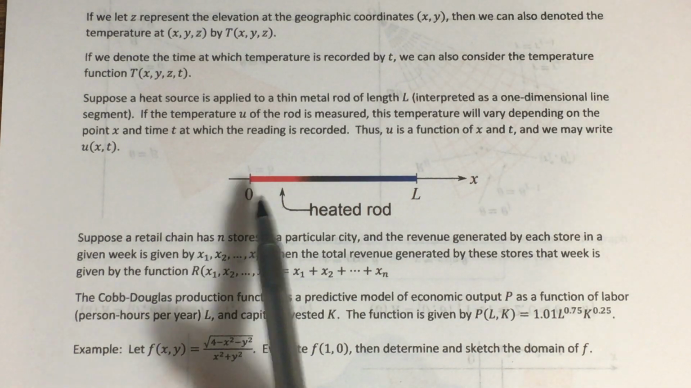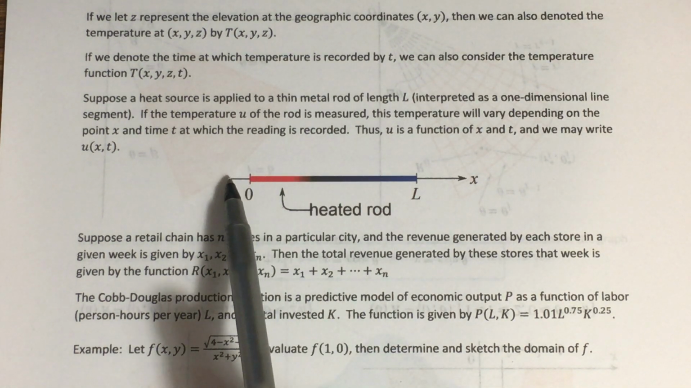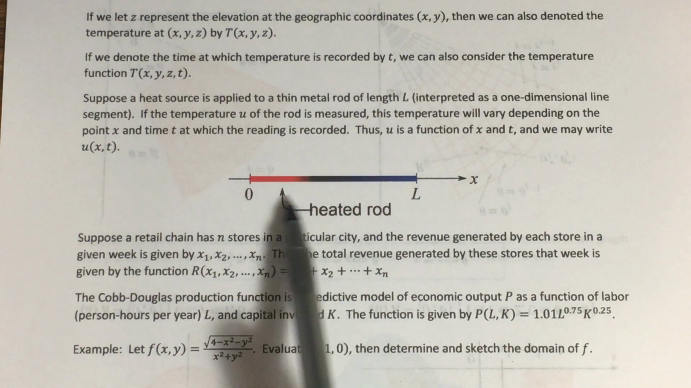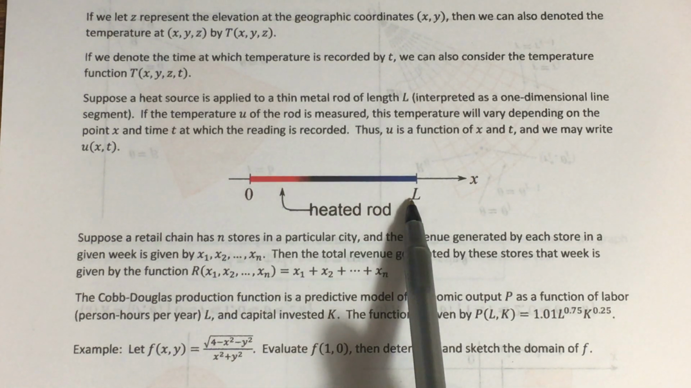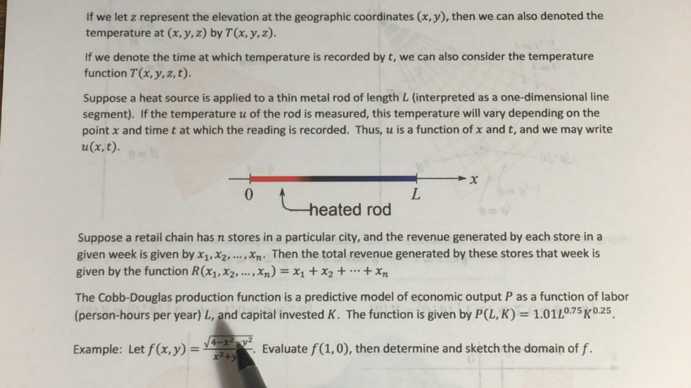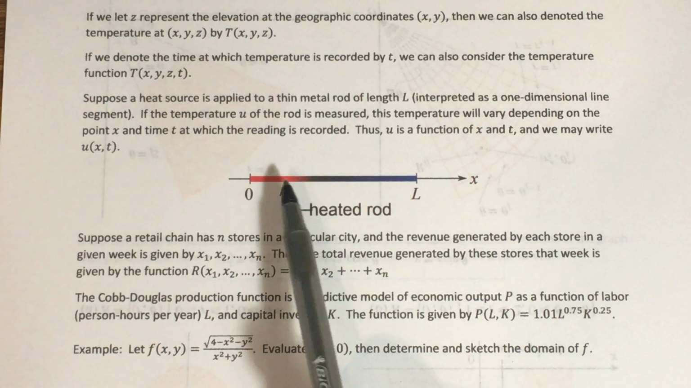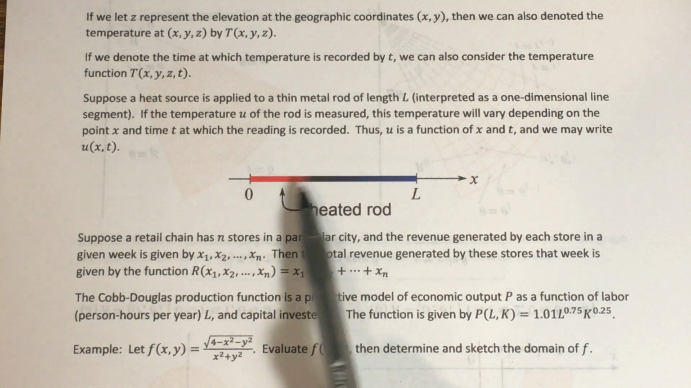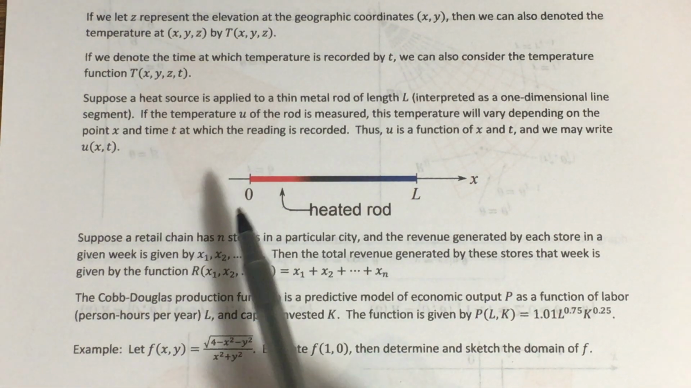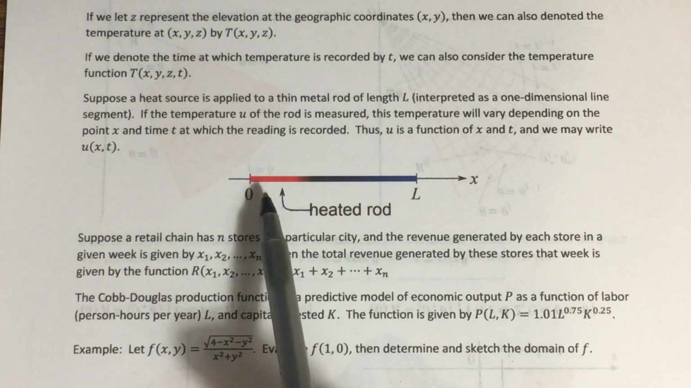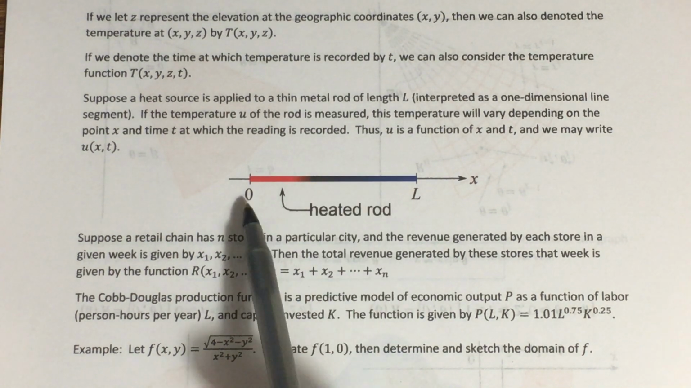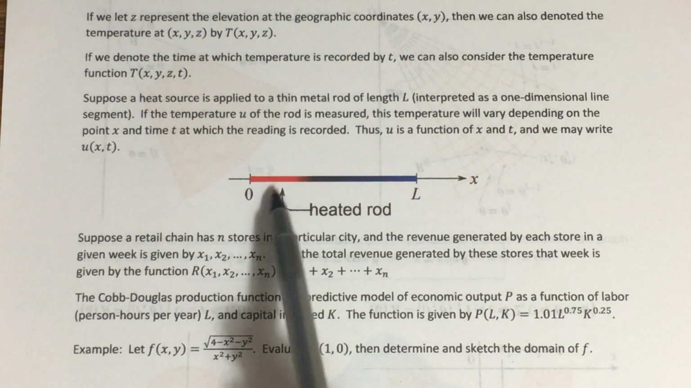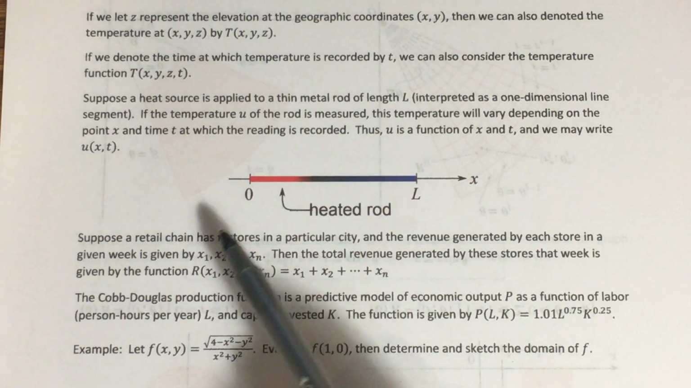The idea here is that we have a thin metal rod of length L. So you see how it goes from 0 to L here. And by thin, we want to interpret it as a one-dimensional object, a one-dimensional line segment. The only reason for that is because we want to simplify the number of variables that we need to consider for this. So if you take this thin metal rod and apply a heat source to it somewhere, the rod is going to heat up.